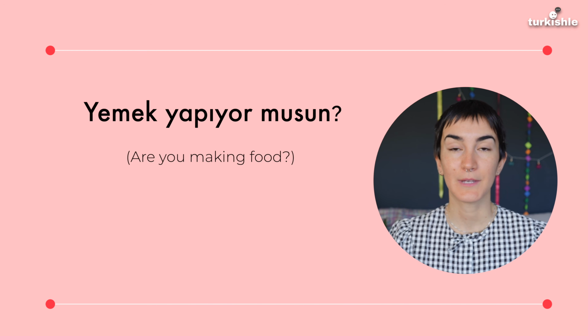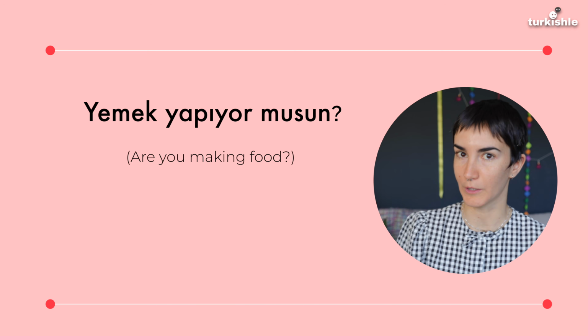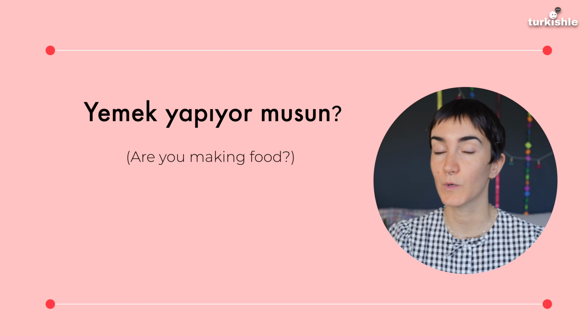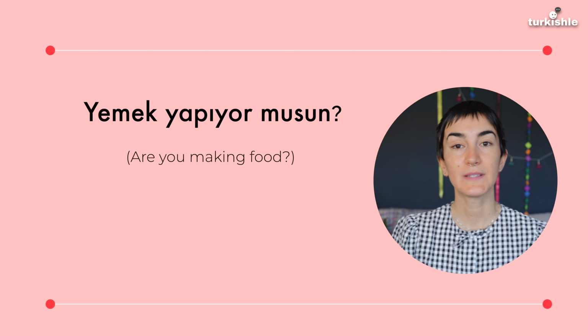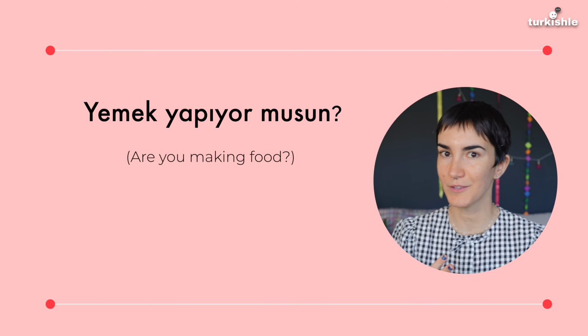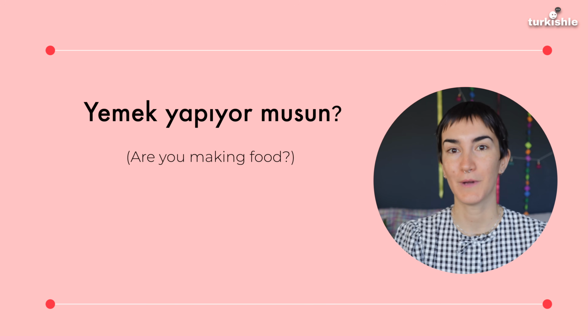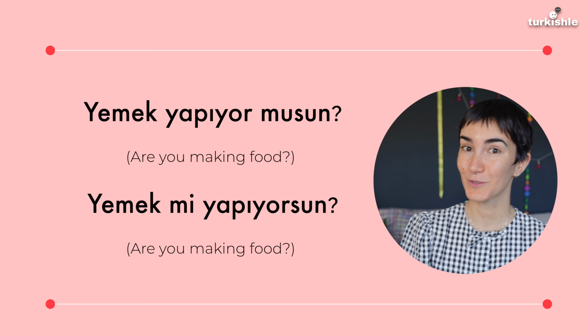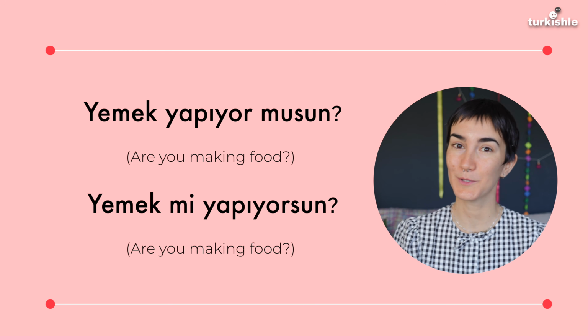And here's the fun part. You can move the question particle around in the sentence to mark what part of the sentence you are asking about specifically. So in this case, we are asking whether the person is cooking or not, making food or not. Yemek yapıyor musun? Because the question particle goes after the verb. But if you want to ask whether the person is making food, making dessert, or something else, then we move the question particle right after the word, the noun, that we want to ask about. Yemek mi yapıyorsun?